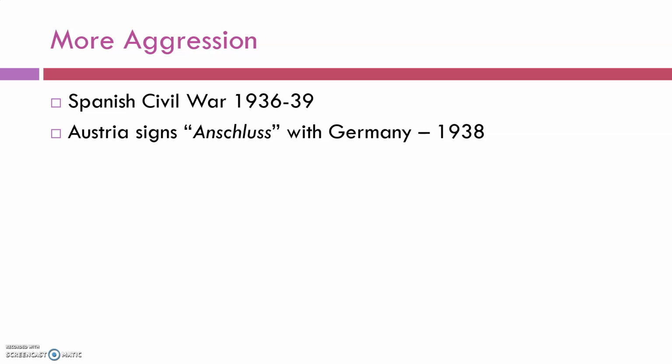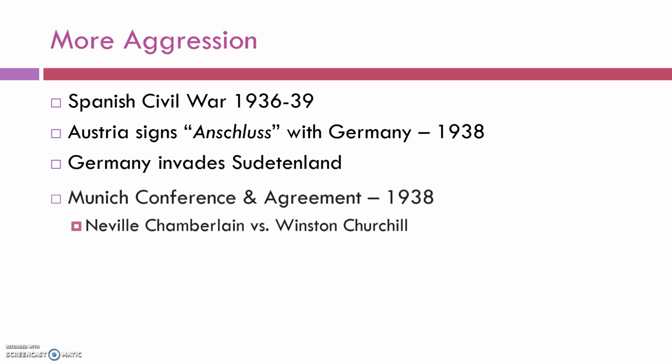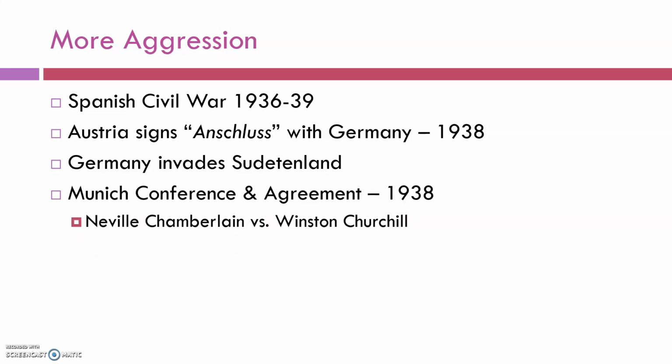Germany then essentially forced Austria to sign the Anschluss, or to annex Austria and make Austria part of Germany. Again, this violated the Treaty of Versailles with regards to Germany expanding its borders. This happens in 1938. And then Hitler invades the Sudetenland, a border region of Czechoslovakia, which had many German speakers.